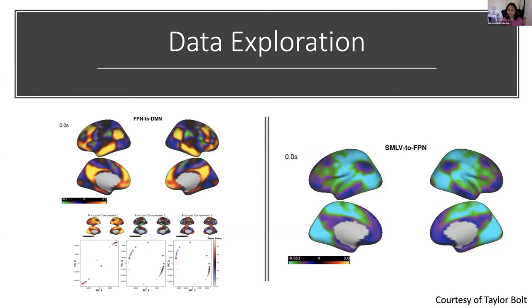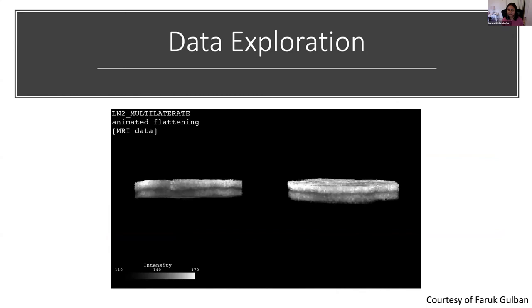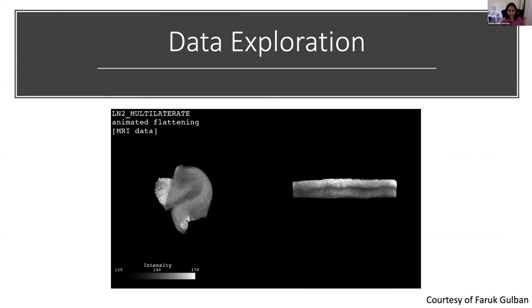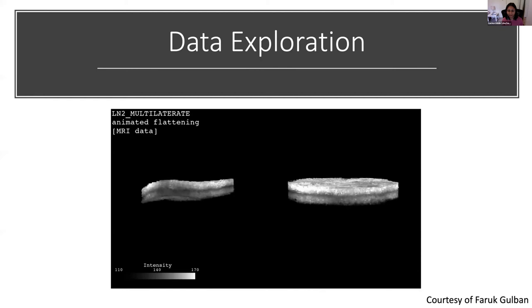I tweeted that I have to give a talk on data visualization, and a lot of people offered up some nice images that I could show for this. So I appreciate that. This comes from Farouk Gulben, who's talking about cortical flattening and has some software here to do that. And you can see how nicely that conveys some of that information that you wouldn't know from a static image.